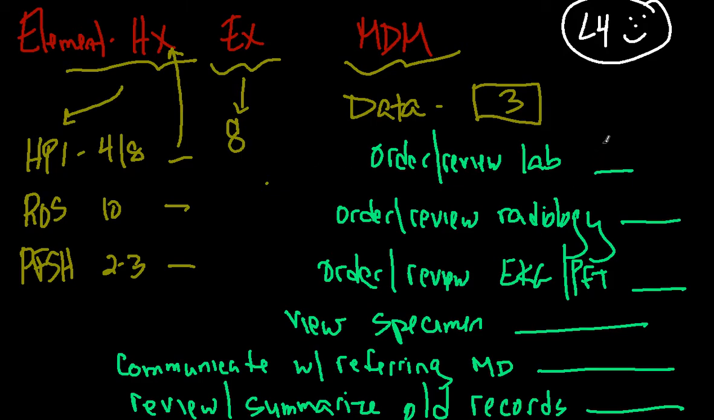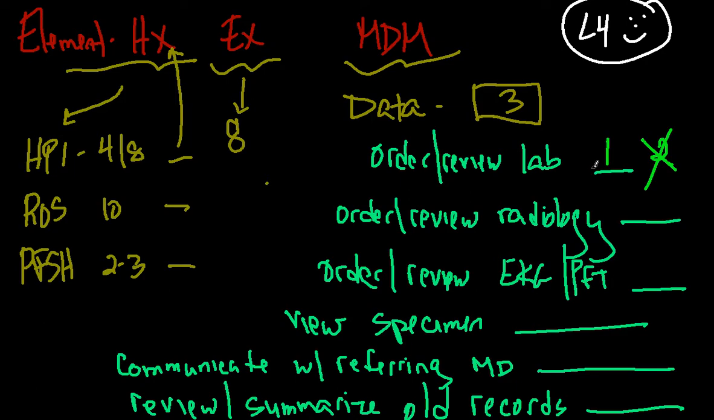If you order or review a lab test, you get 1 point. If you order a test, you get 1 point. If you review a test, you get 1 point. But if you order and review, you do not get 2 points. That is a common misconception. Whether you order or you review or you do both, you only get 1 point. And that way you don't double up your points by doing one thing, which is order a test and then review the same test.